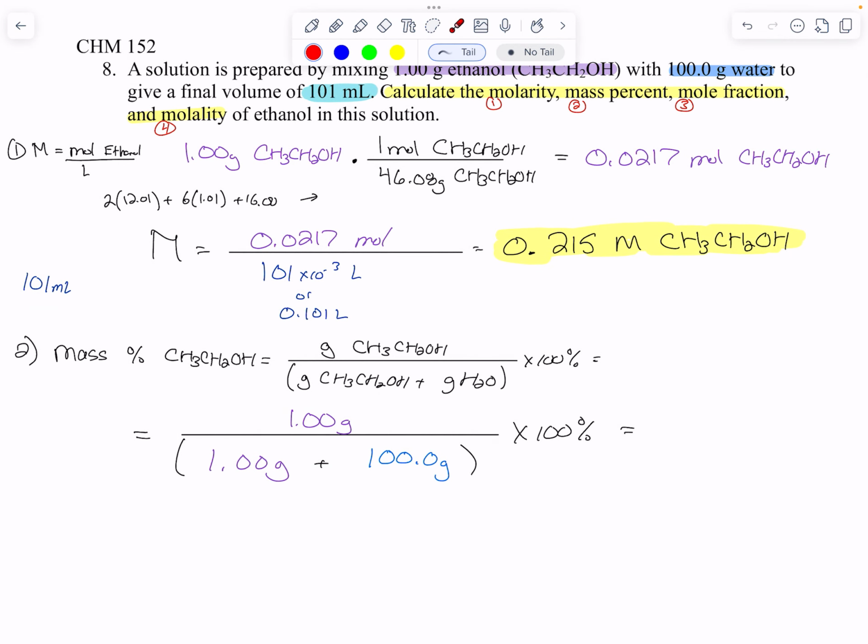So we'd have 1 divided by 101 times 100 is what? 0.99%. I have 3 sig figs, so 0.990%. So there's the answer to number 2.